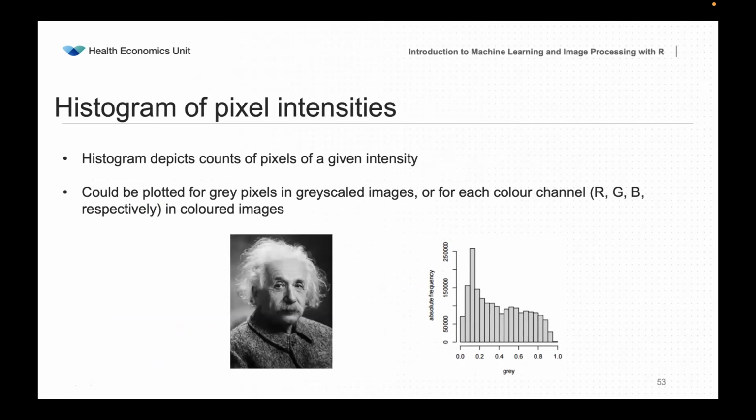And then what other function can you use? You can also utilize the histogram to see what your image statistics look like. A histogram displays the count of pixels of a given intensity. It could be plotted for the gray pixels in a grayscale image, or for each color channel, red, green, blue, respectively, in a colored image. So this is, for example, a gray image of Einstein, and this is the pixel intensity shown here. The absolute frequency is very high for the gray 0.2 intensity here.